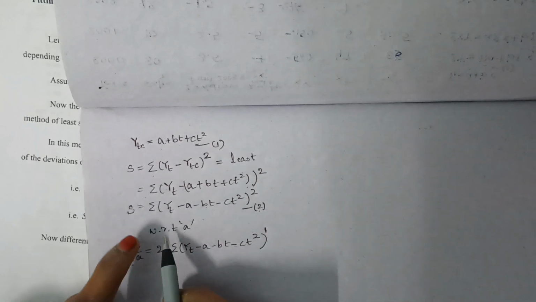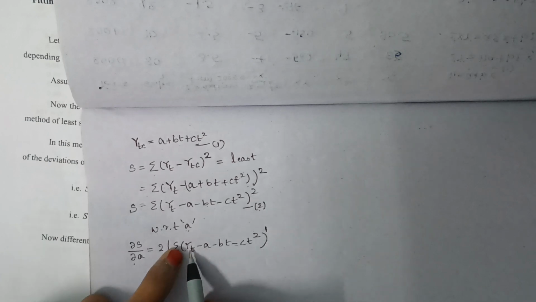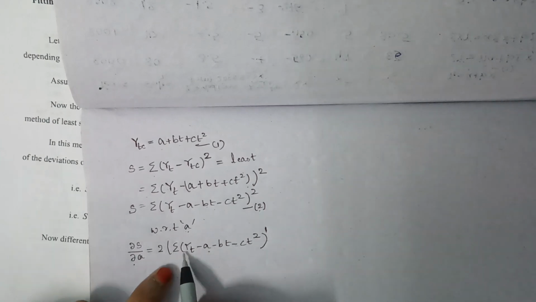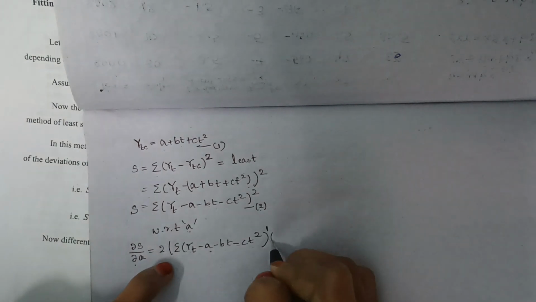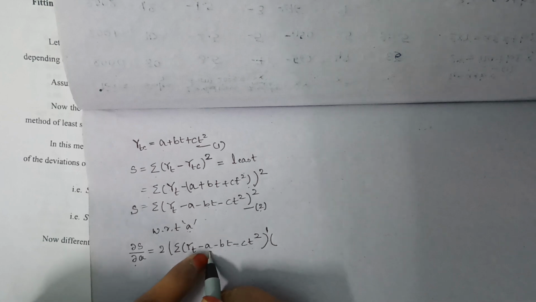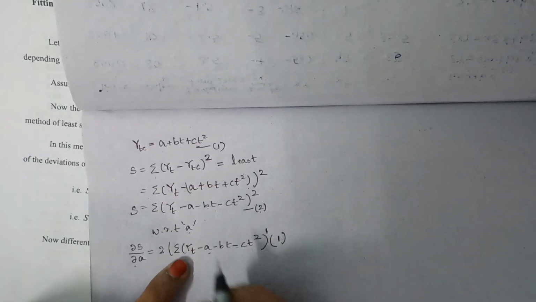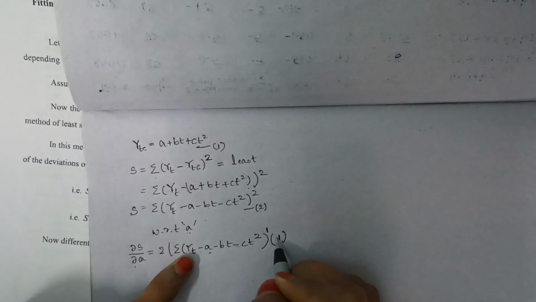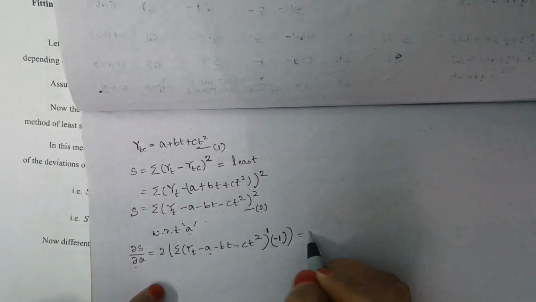And here we are partially differentiating with respect to a. So all these terms become constant except a. All this yt, bt, ct square becomes constant. The differentiation of the variable a is 1, so I am writing here 1. These are the constants. Therefore, the differentiation of a constant is 0. And here we have the minus sign, so I am keeping here minus. And we should equate it to 0.